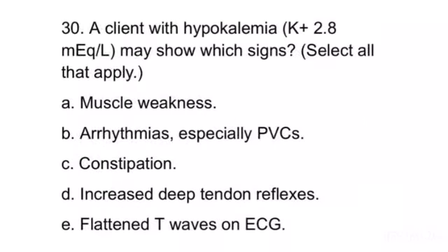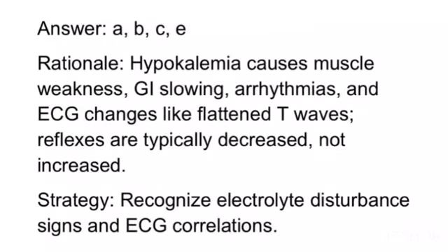30. A client with hypokalemia, potassium 2.8 milliequivalents per liter, may show which signs? Select all that apply. A. Muscle weakness. B. Arrhythmias, especially PVCs. C. Constipation. D. Increased deep tendon reflexes. E. Flattened T waves on ECG. Answer: A, B, C, E.